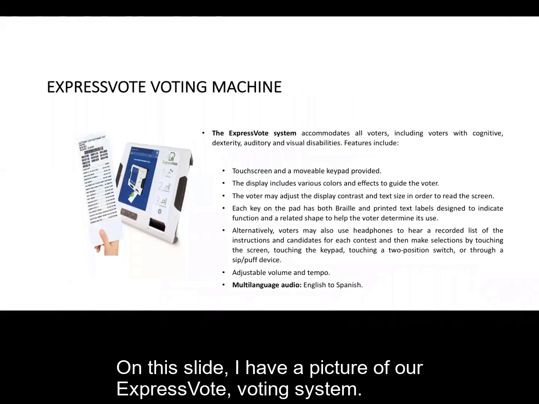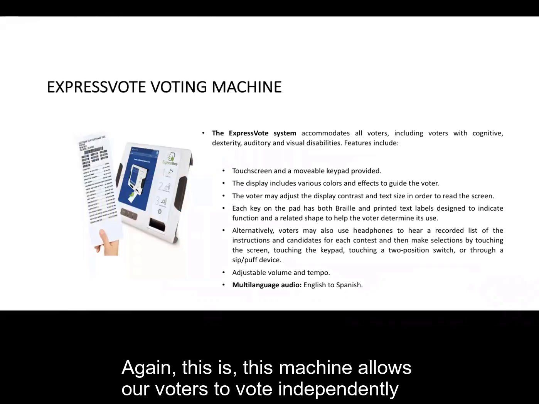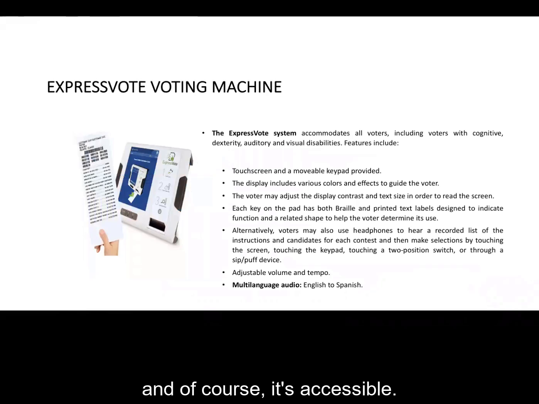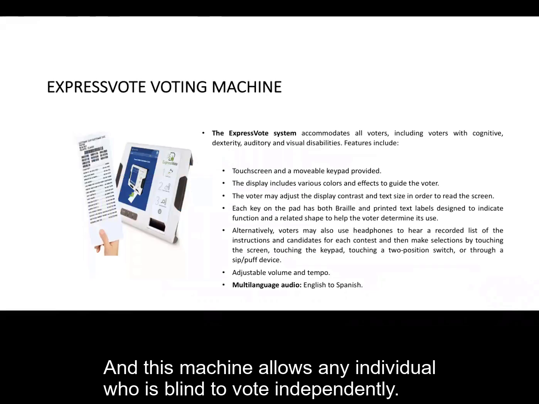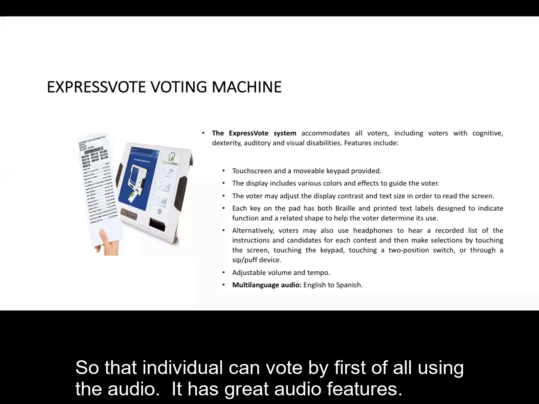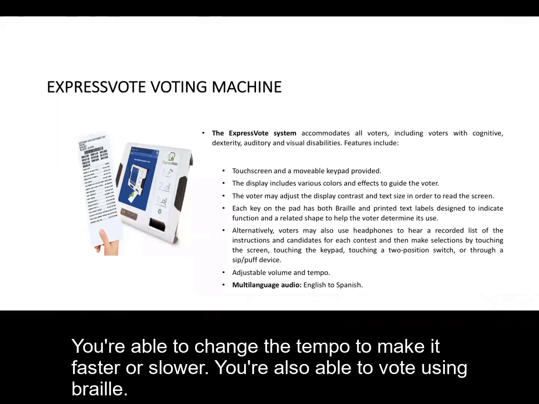On this slide, I have a picture of our express voting system. It's our voting machine that we have here. Again, this machine allows our voters to vote independently, and of course it's accessible. We picked this machine with the National Federation of the Blind, and this machine allows an individual who is blind to vote independently. So that individual can vote by, first of all, using the audio. It has a great audio feature. You're able to increase the volume. You're able to turn it down. You're able to change the tempo to make it faster or slower.